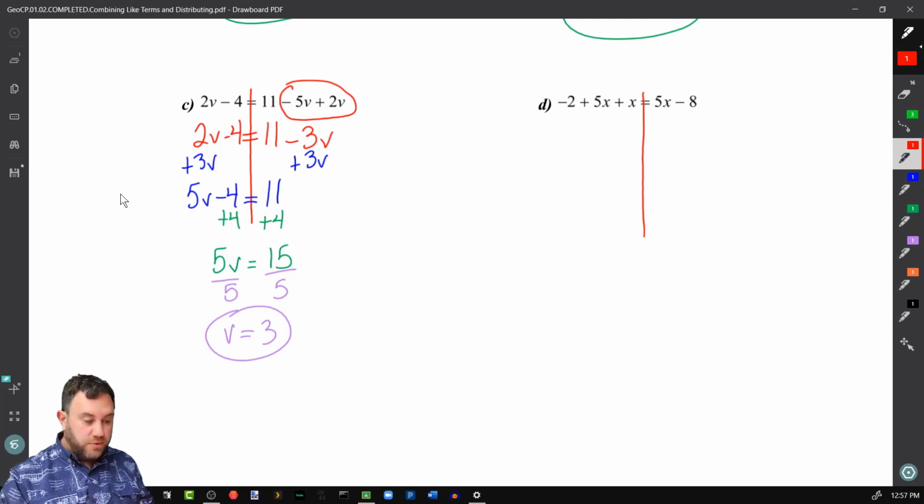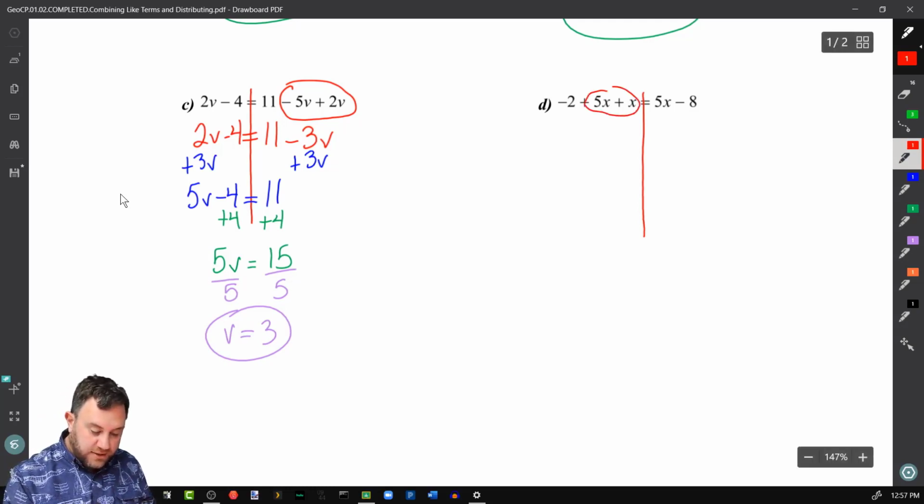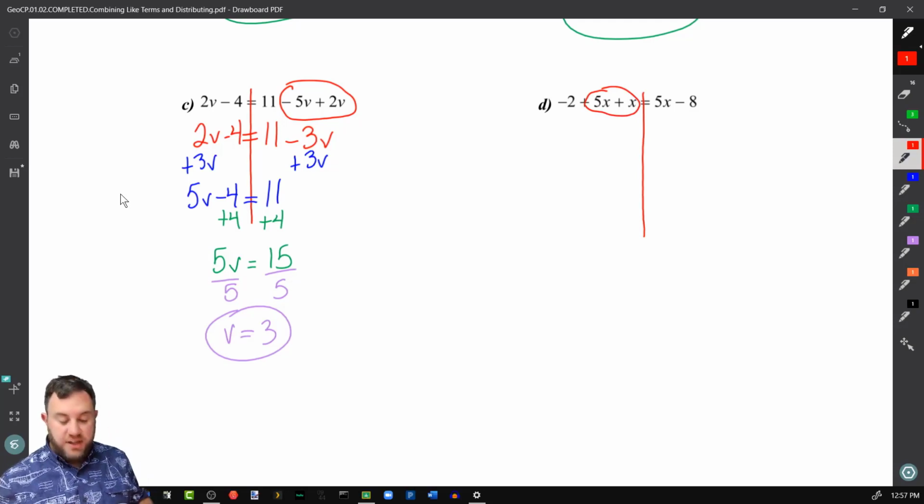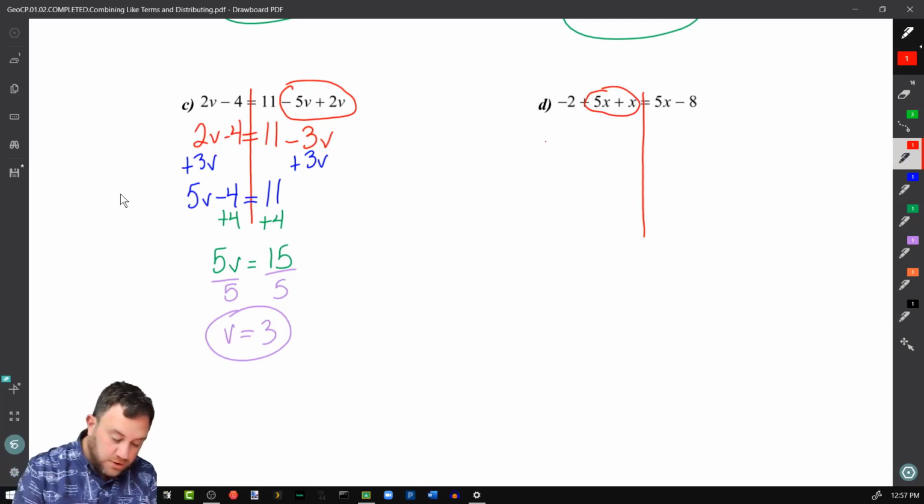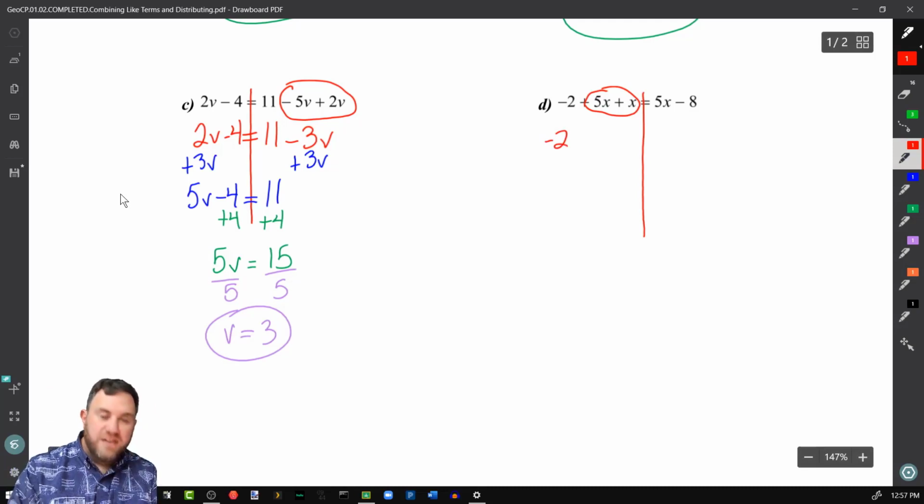For example 1d, we've got 5x plus 1x on that side. The other side we don't have any like terms. So let's bring down our -2. 5 plus 1 is 6, so this is plus 6x. Then equals 5x - 8.